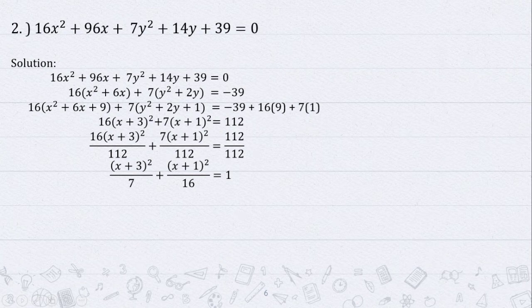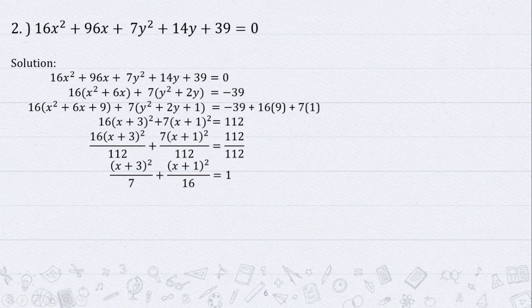16 divided by 16 is 1, so we don't have to write it anymore, and 112 divided by 16 is equal to 7. For our second term, we have to divide the numerator and the denominator by 7. 7 divided by 7 is equal to 1, so we don't have to write 1 anymore in our numerator, while 112 divided by 7 is equal to 16.